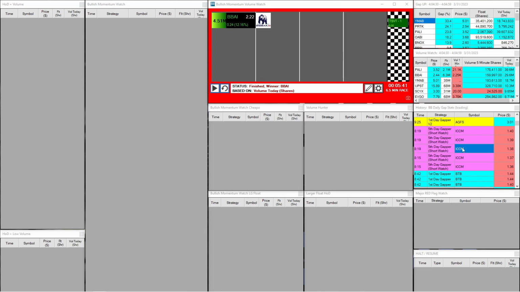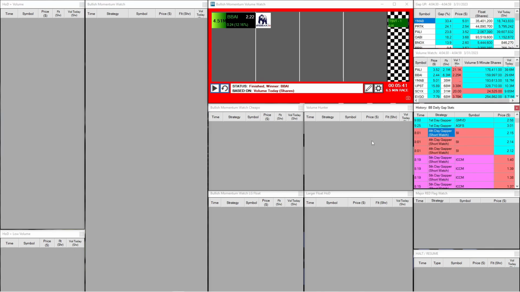ICCM was showing a fifth day gapper, so a possible short watch list, and basically, in other words, saying that it's exhausted. So if you pull up the chart, you normally would see that it's been gapped up for multiple days in a row, and for that we want to be careful because a lot of short traders are going to be looking for possible short entries on something like that.